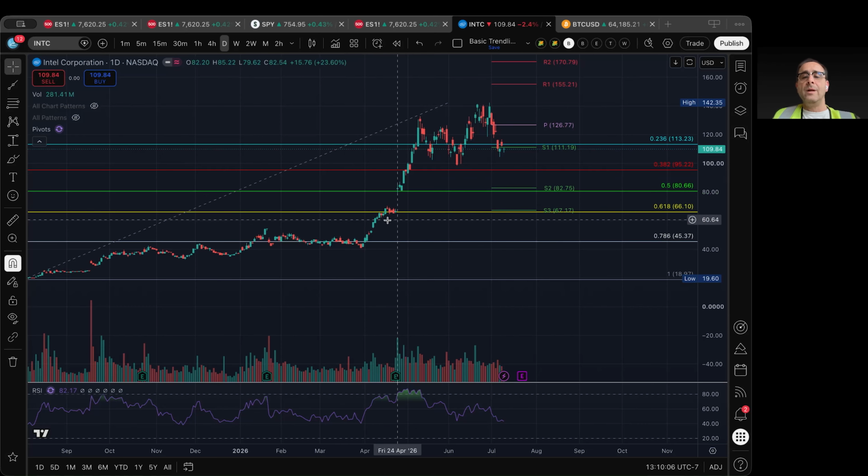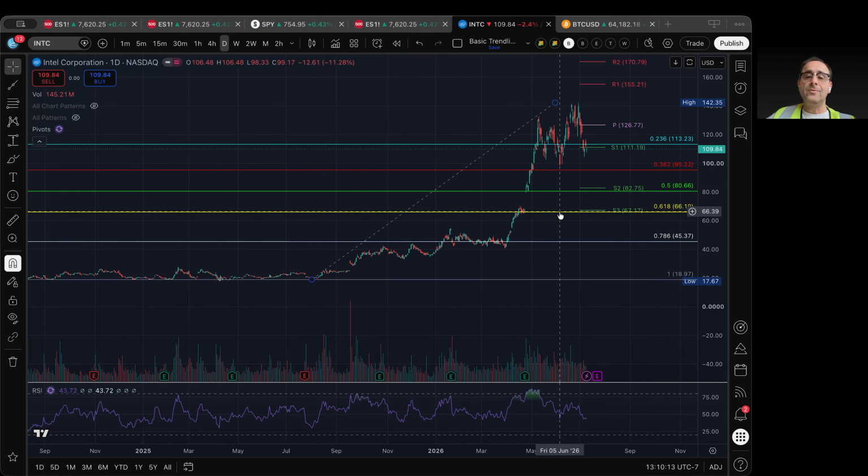But what would be really cool if it gets there, big if, is this here, the $66, $67 range for Intel. I would feel pretty confident about that. And then beneath that, you have 45. But this situation here looks good to me.